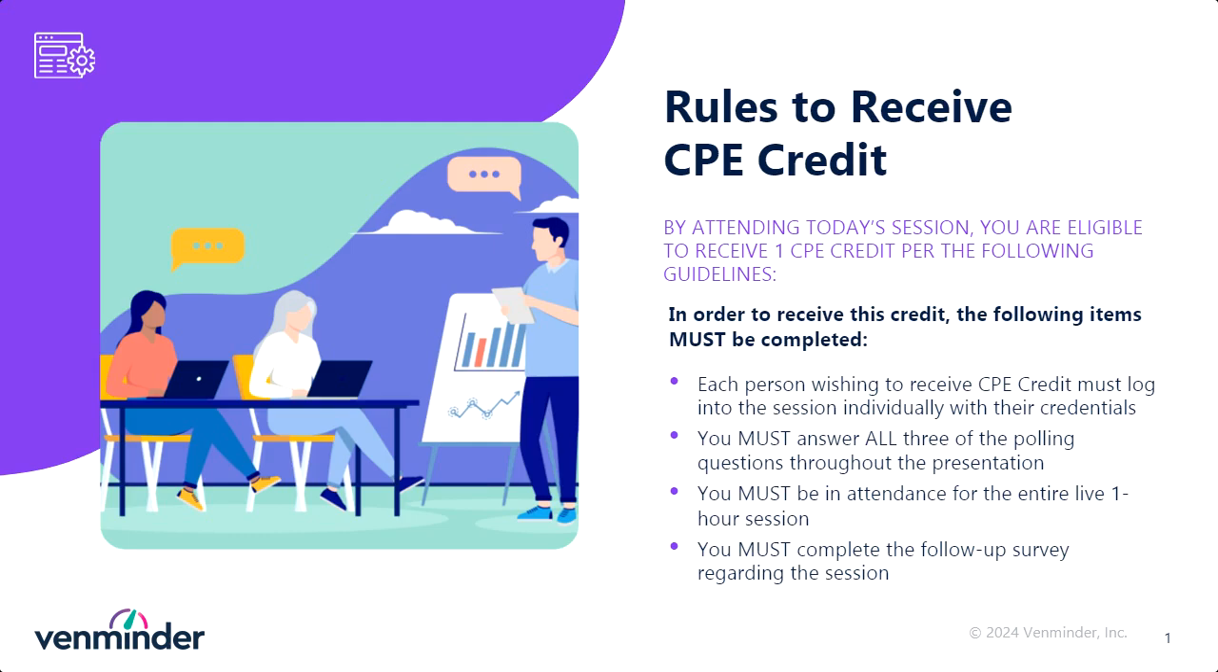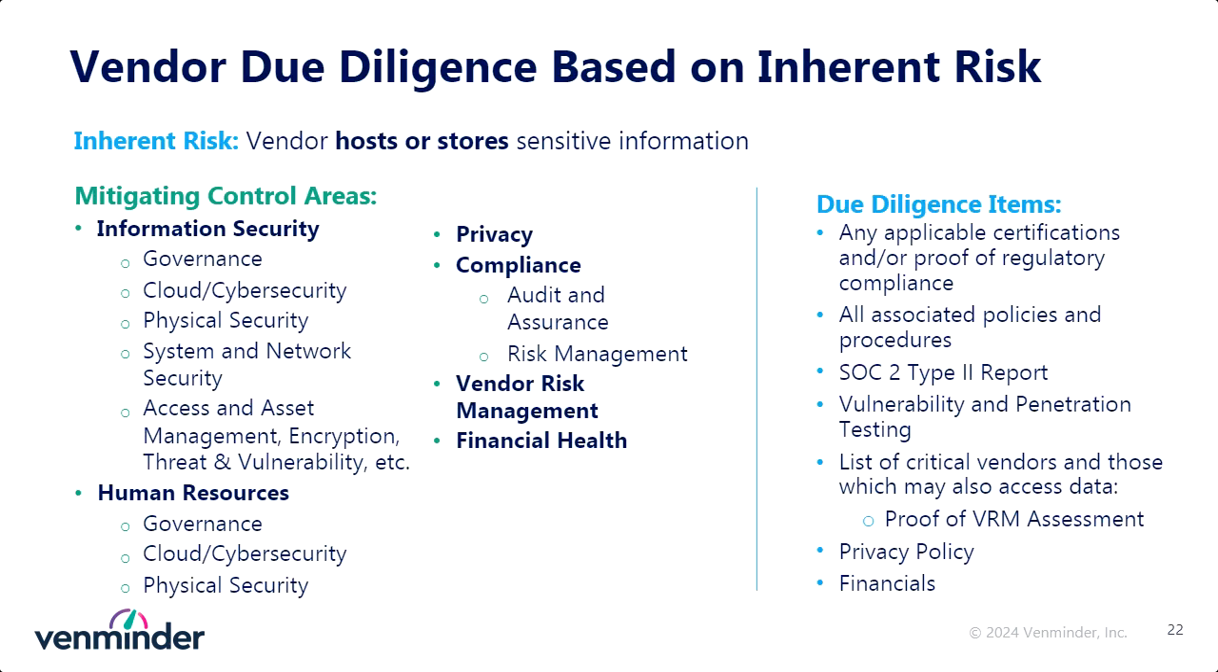For this next method, I'll spend some more time here because there's a lot more variables to consider when you're doing due diligence based on inherent risk. And before I begin, I just want to explain how these slides are organized. On the left side, you'll see mitigating control areas. This is basically a list of categories that the vendor should have controls in to mitigate or lower its risk. The right side lists several due diligence items that you would collect to review those mitigating control areas.